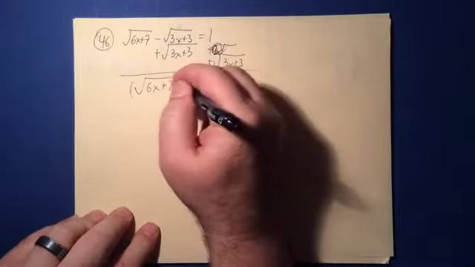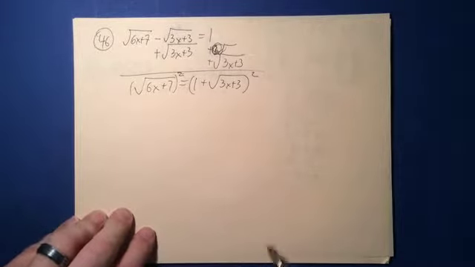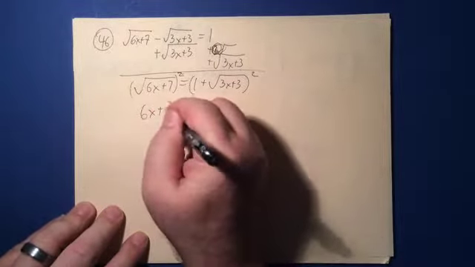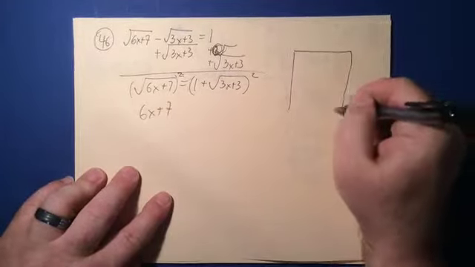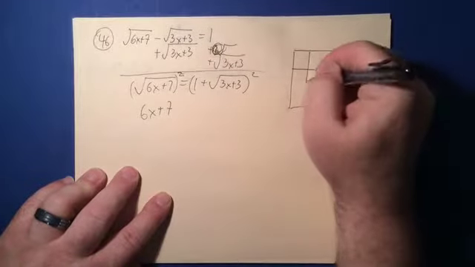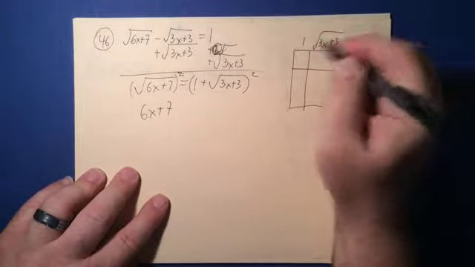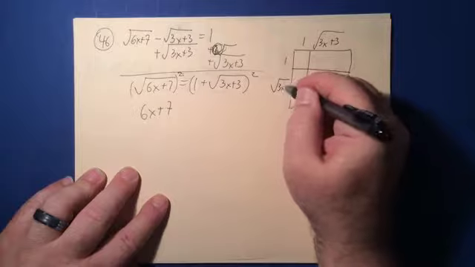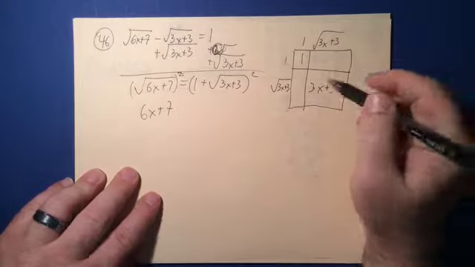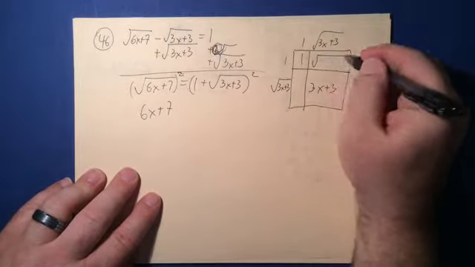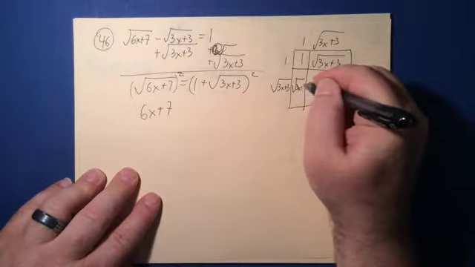Now we're going to go ahead and square both sides. So in squaring both sides now, we'll get 6x plus 7 here. Now in this part, again, a big box will probably prove to be helpful. So I have 1, and I have radical 3x plus 3. 1, radical 3x plus 3. Now 1 times this is going to be radical 3x plus 3. This is going to be radical 3x plus 3.